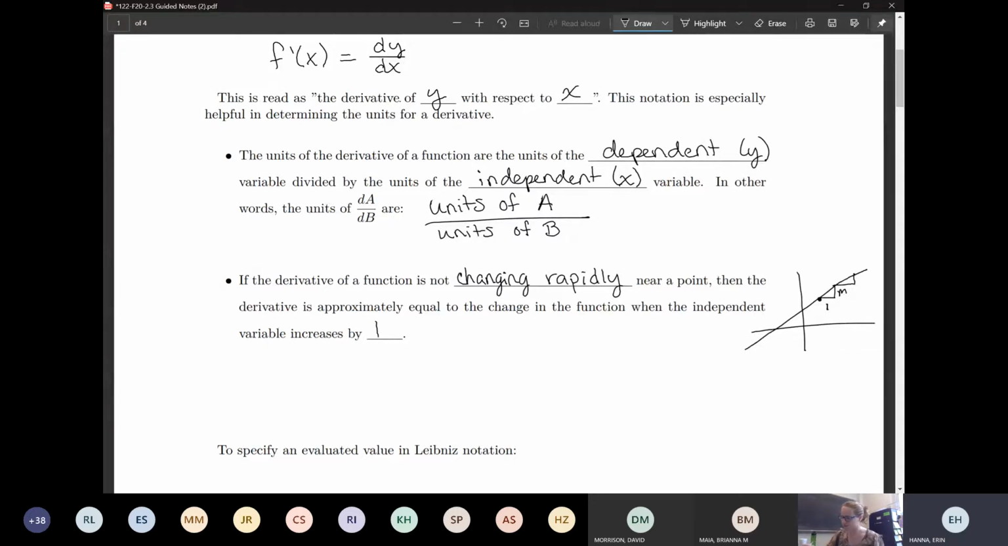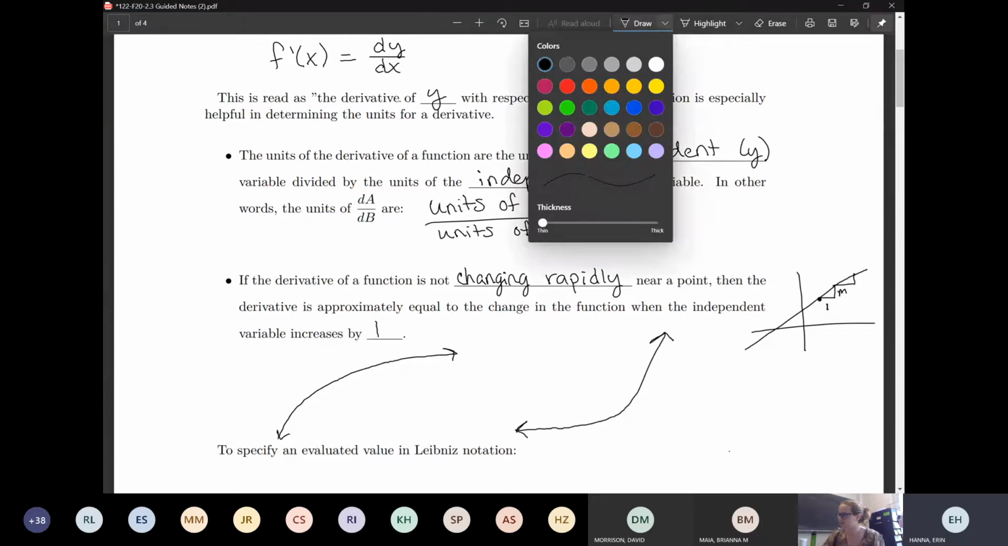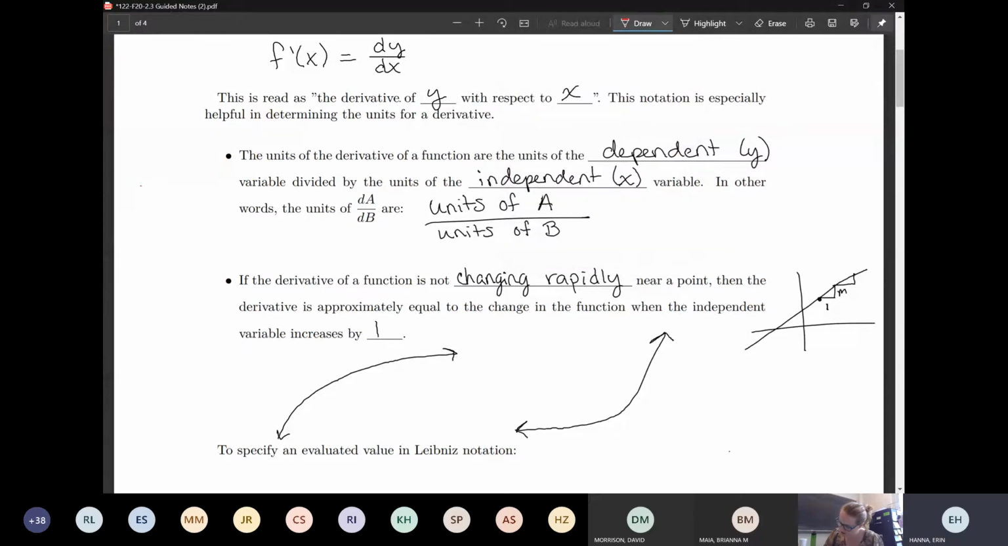Now, what does it mean by that changing rapidly thing? Say we have something that looks like this versus something that looks like that. And say I wanted to draw some tangent lines. Say I have a tangent line right here, so that'll look kind of like this. And say I have a tangent line right here, so that'll look kind of like this.